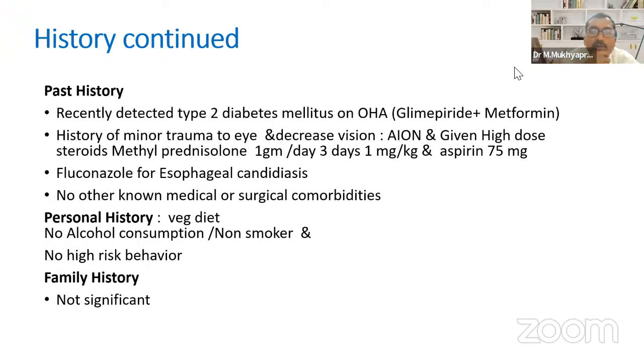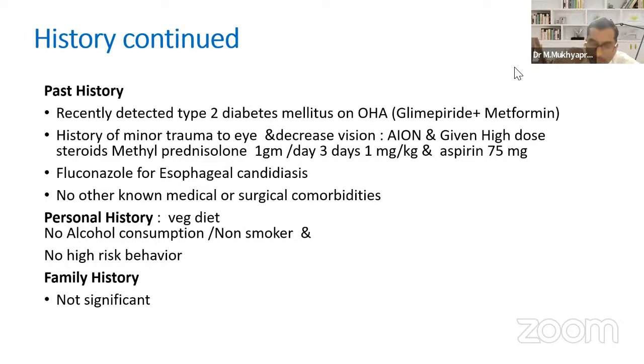He had a minor trauma to his eye, and there was a decrease in vision, initially in the left eye. Then he went to an ophthalmologist. They diagnosed it as an anterior ischemic optic neuropathy, probably non-arteritic, and gave a high dose of steroids. Methylprednisolone was given, 1 gram for 3 days, and prednisolone 1 milligram per kg was continued. He was also started on aspirin.